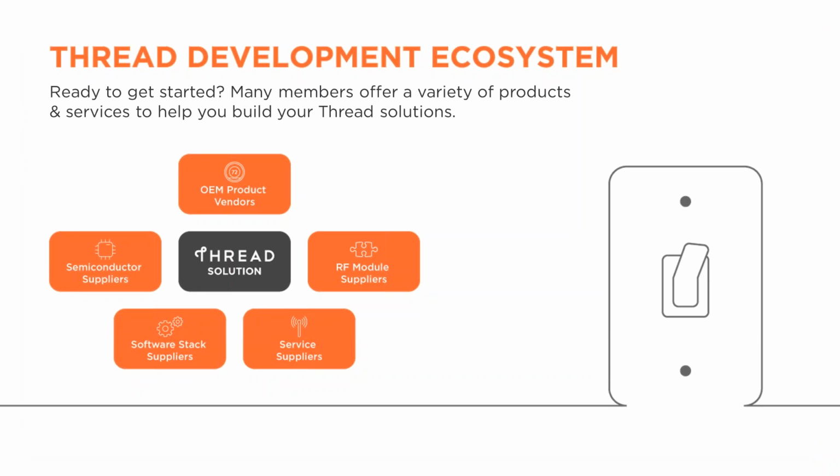The categories are listed here, and I will talk in a little more detail and give examples for each one of these. But you have OEM product vendors, you have semiconductor suppliers, software stack suppliers, service providers, and RF module suppliers.